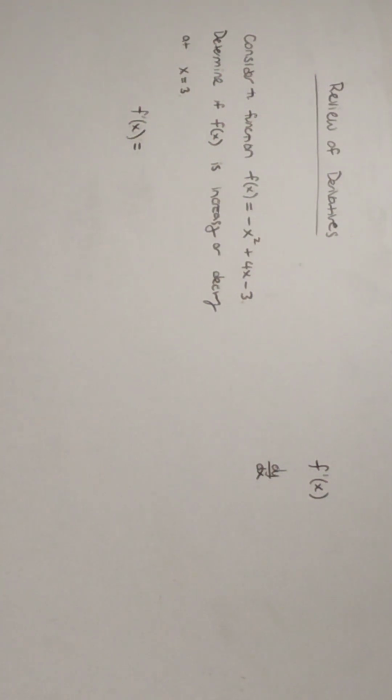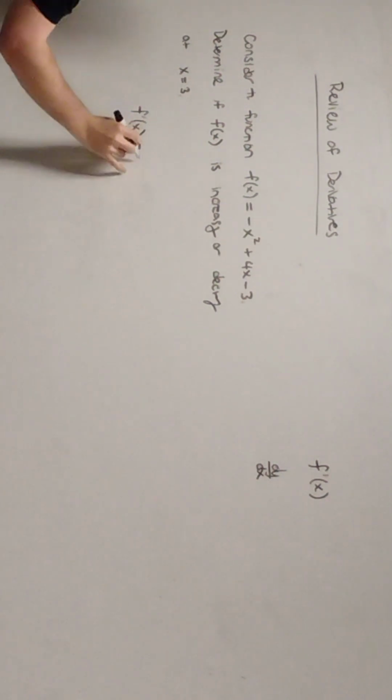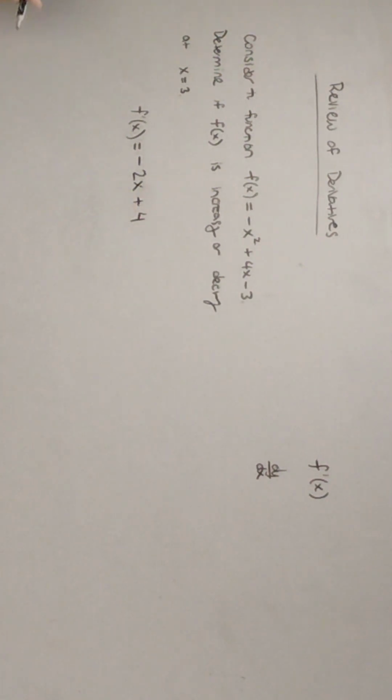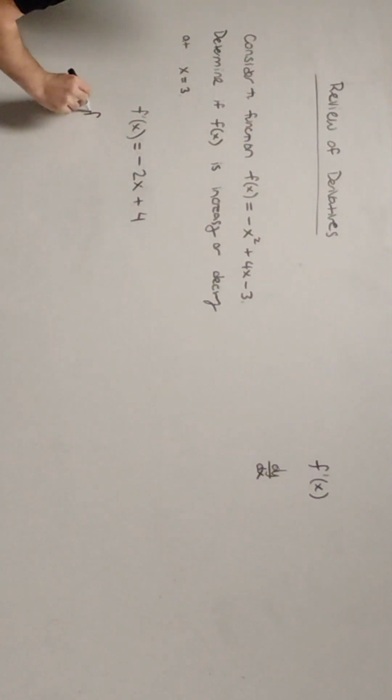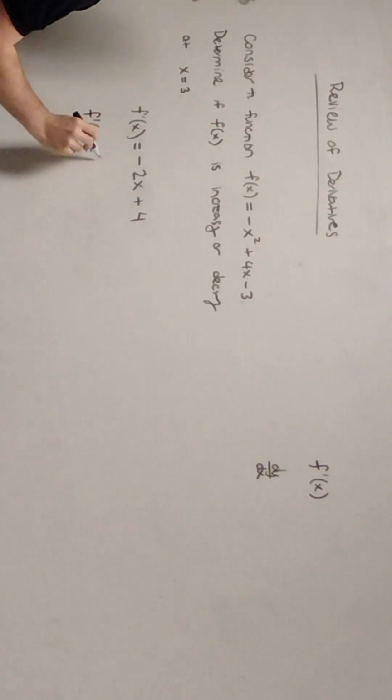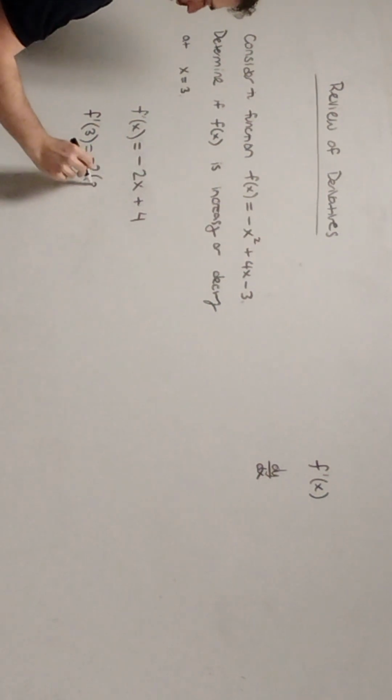So I just think back to all of my gateway rules. Take the derivative, that would be negative 2x plus 4. And to see if I'm increasing or decreasing at x equals 3, I just want to see the value of f prime of 3.